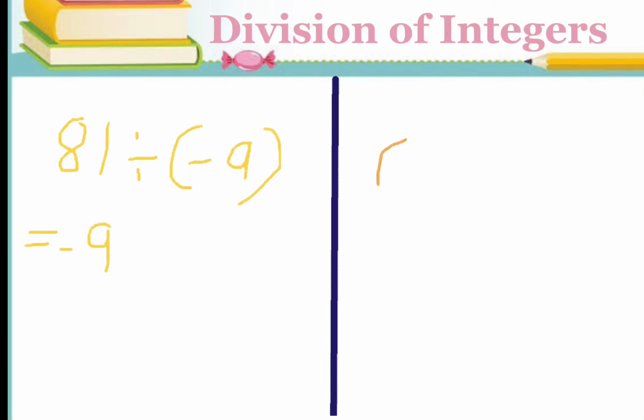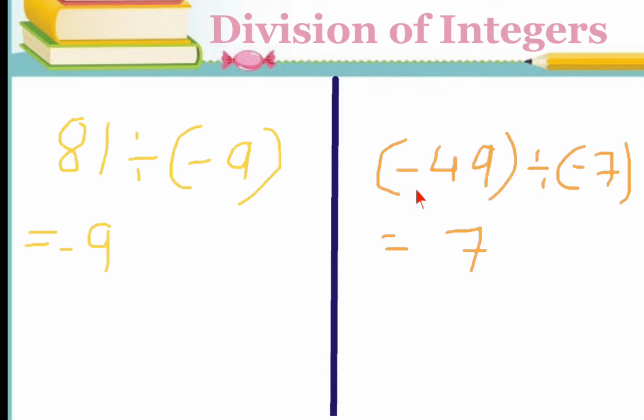Next example is minus 49 divided by minus 7. Here we are getting 7 as the answer after solving it. And as you can see, this is minus, this is negative, and this is also negative. So negative and negative makes positive. I hope that this whole content of division is clear to you.